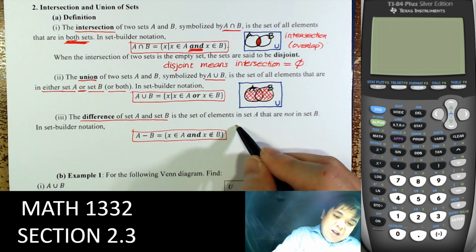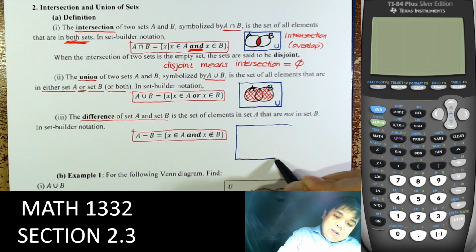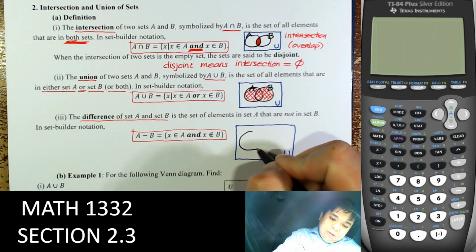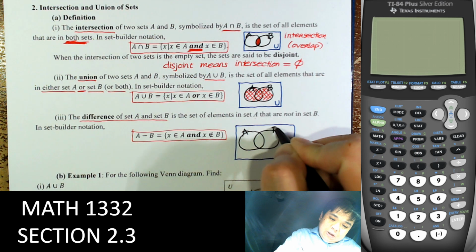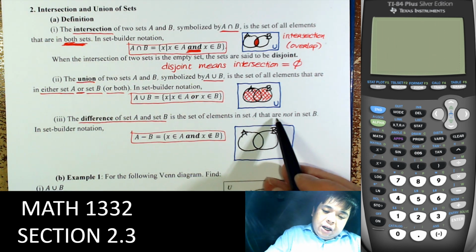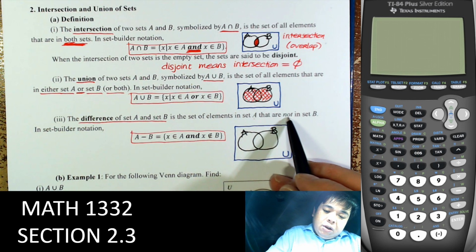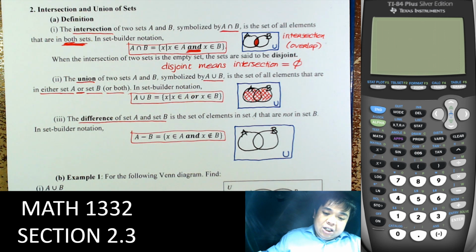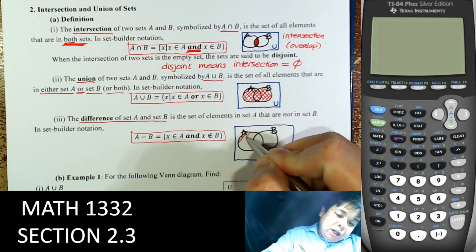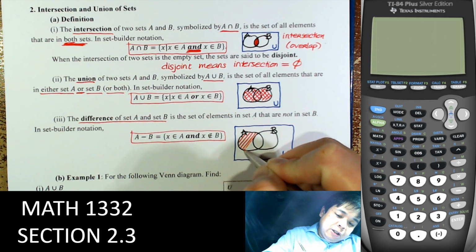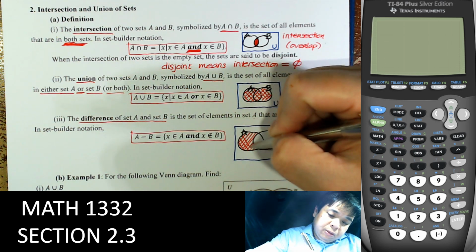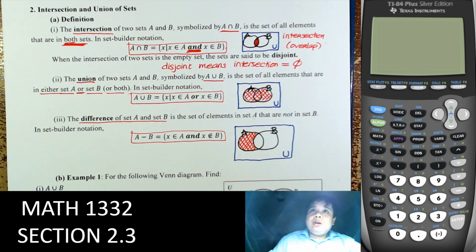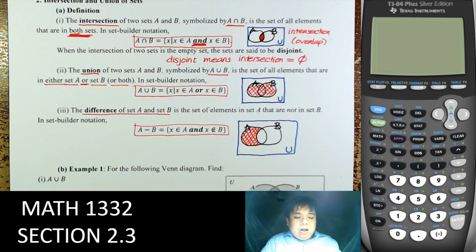And then the difference. So this is what is in set A but not in set B. So meaning it's only in A and not in B. So that's why we have the Venn diagram for each set operation.